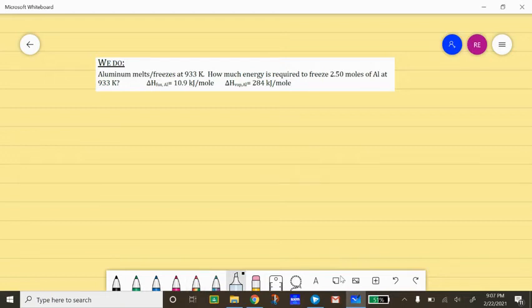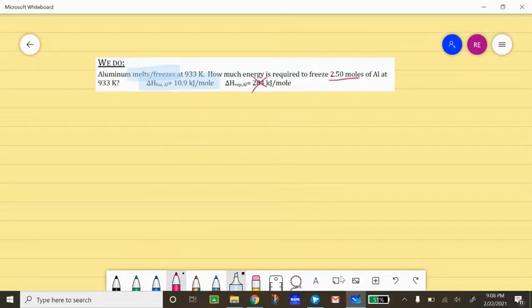All right, so in this problem, we have aluminum that is melting and freezing at a temperature of 933 Kelvin. We want to figure out how much energy is required to freeze 2.50 moles of aluminum at that temperature. Now, we're given two bits of information, the enthalpy of fusion for aluminum and the enthalpy of vaporization for aluminum. Now, we're talking about melting and freezing here, which means we want the enthalpy of fusion for aluminum, which means we can ignore that value over there and we don't have to worry about it.